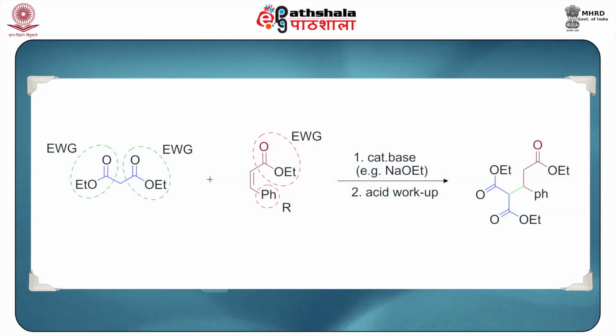For example, as you can see in this equation, the two electron withdrawing ester groups in diethyl malonate help the methylene group act as the Michael donor. On the other hand, the second molecule shown here acts as the Michael acceptor, where the phenyl and ester group are attached to the double bond and help the addition of the Michael donor to the Michael acceptor. These two combine in the presence of base, here sodium ethoxide, followed by acid workup, forming an enol, which tautomerizes and gives this particular product.